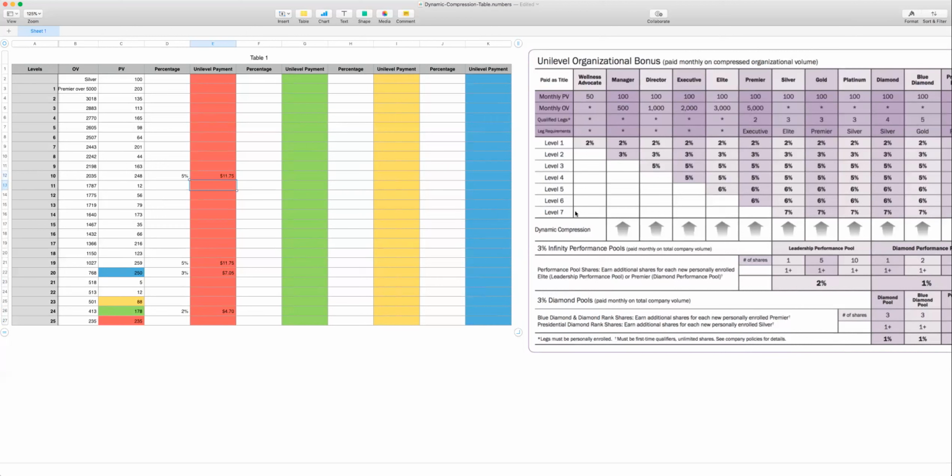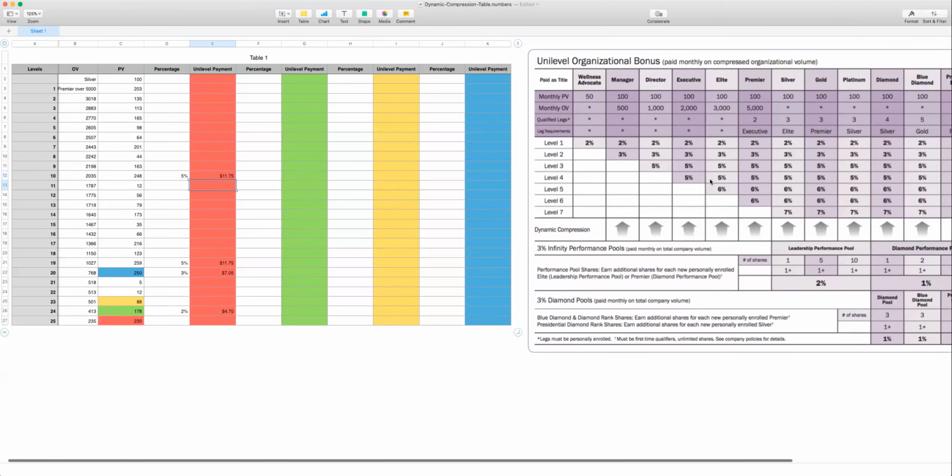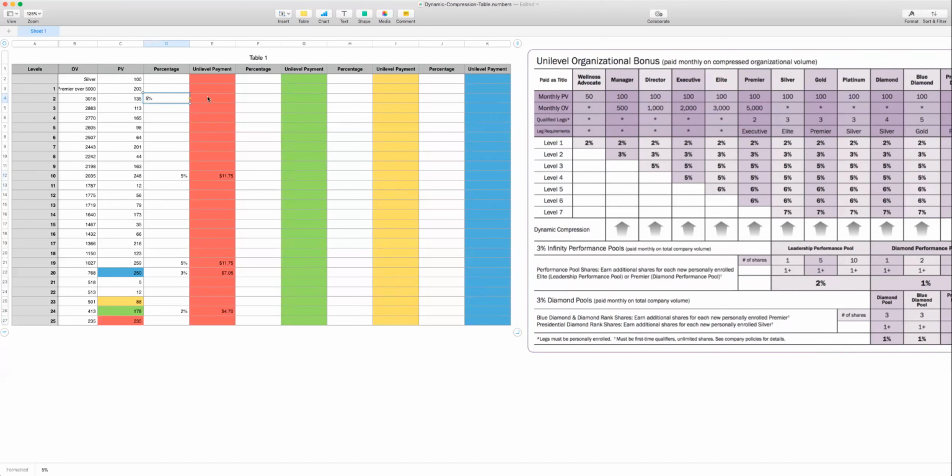Okay, then we are looking for a level 5 payment. If we go to the graph, level 5 is 6%, and it gets paid to elite and above, all right? So let's find the next elite, which is right up here, and they've got the OV 3,000 and above, and they've placed their 100-point qualifying order. So they get 6% of this order.